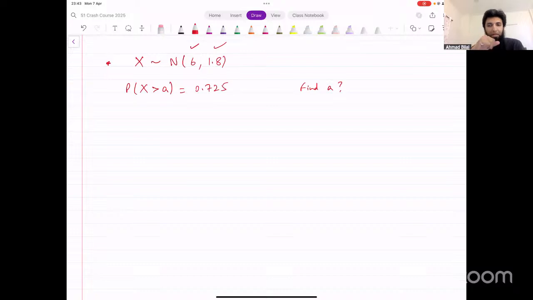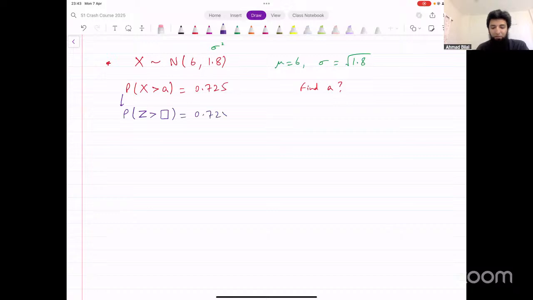Okay. How do you find this now? We know that the mean of this data is 6 and the standard deviation is going to be square root of 1.8, right? This is variance. Standard deviation would be square root of that. That's square root of 1.8. How do we start? First of all, we write this in z form, right? From the table, we have to find the z value somehow corresponding to this x value. So we write this in z form. We say z greater than some value, which we don't know, is equal to 0.725. So we write this in z form first of all.